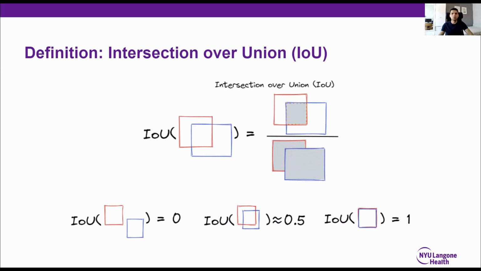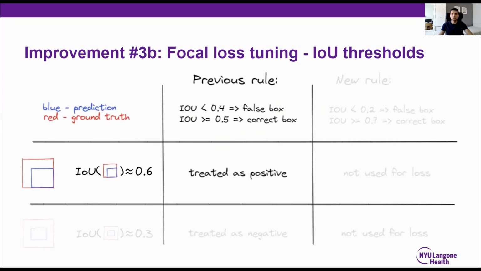Before we continue with our improvements, let's make a quick break to define intersection over union, or in short, IOU. As the name suggests, IOU between two objects is their intersection divided by their union. For example, the IOU of two separate boxes is 0. The IOU of two highly overlapping boxes is often larger than half, and the IOU of two exactly matching boxes is 1.